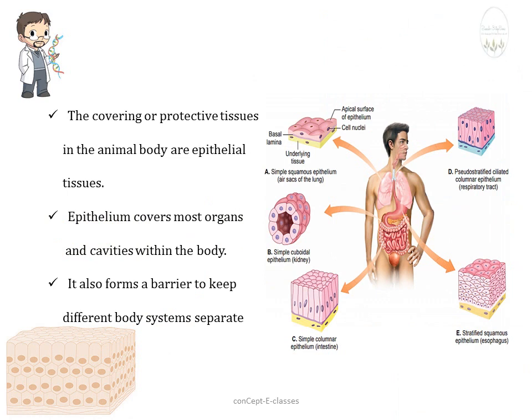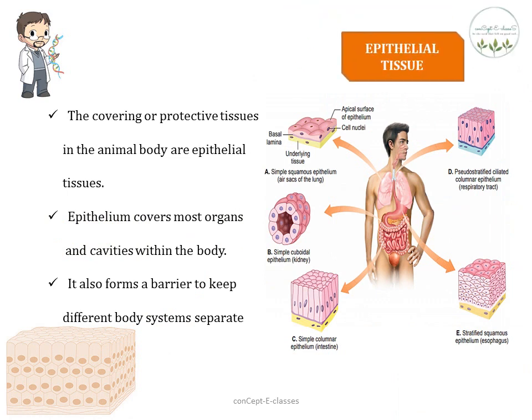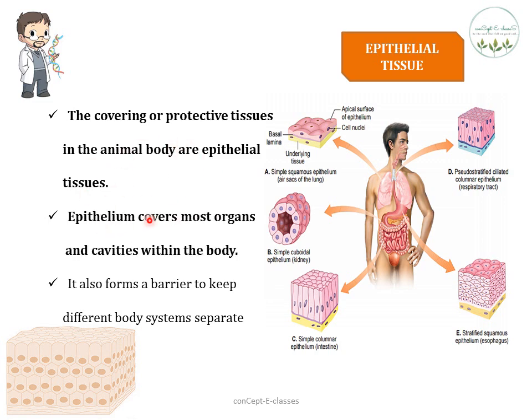The first tissue that we are going to study is epithelial tissue. Now the coverings in an animal body, or the protective tissues, are epithelial tissues. Most of the coverings in our body are made up of epithelial tissue. The epithelium covers most organs and cavities within the body. So this epithelial tissue is present inside our body as well as outside the body. It also forms a barrier to keep different body systems separate.